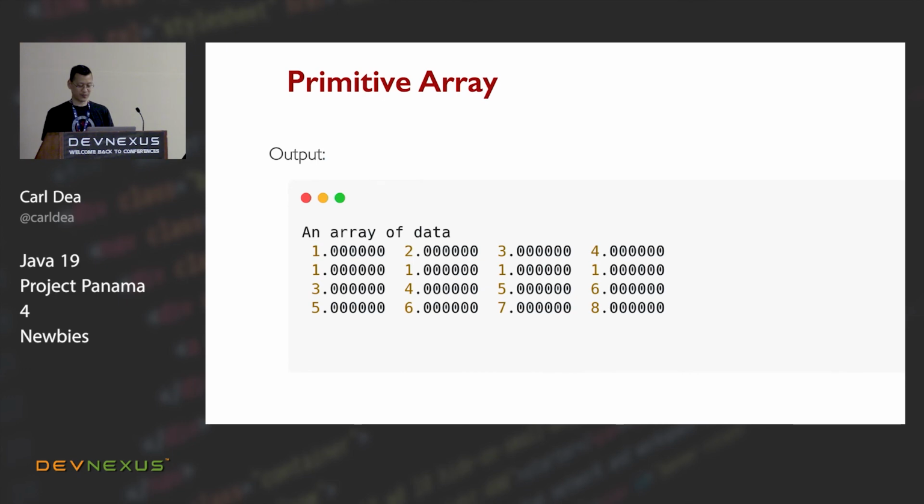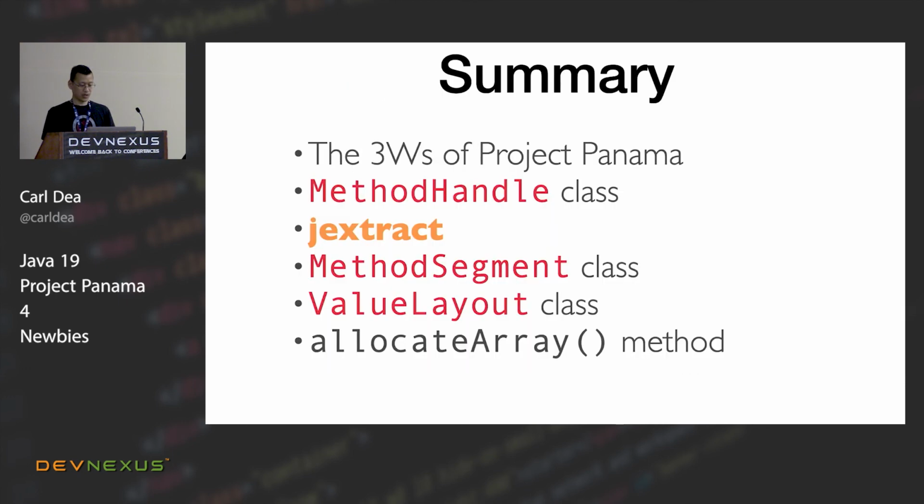So here's the output. So we're coming to a close, and here's the summary of what we've learned today. So, the what, where's, and how, and the low-level method handle class, and jextract to simplify a lot of things, and the memory segment, as we described earlier, and value layouts.